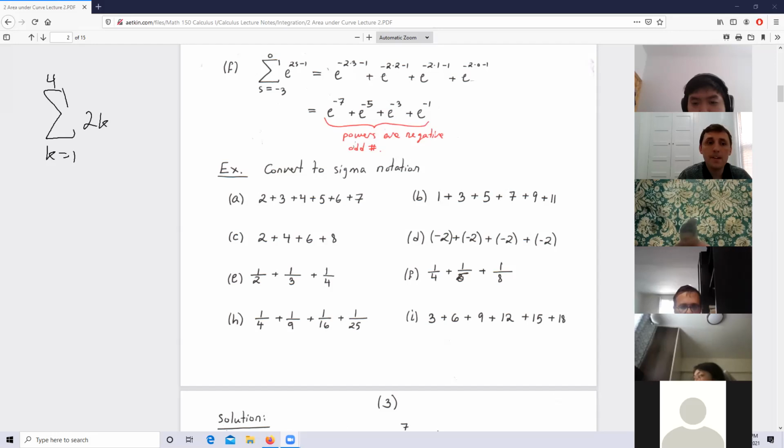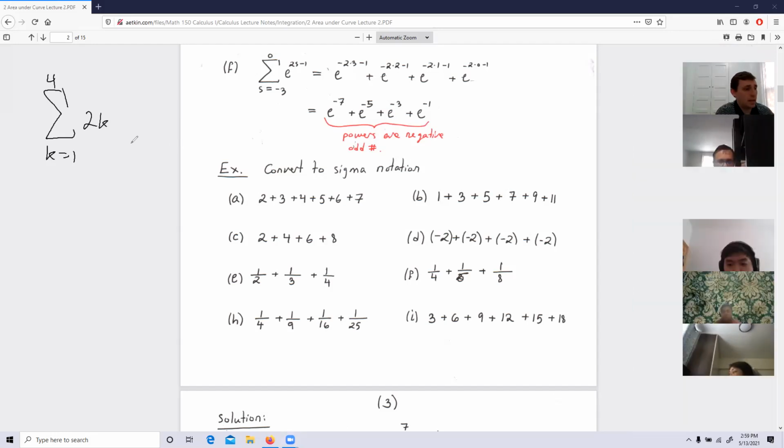Bye. You can, of course, guys, create another one. For the same problem, there is not a unique solution, you see? I can write k equal to 0 all the way to 3, and then write something like 2k plus 2. Do you agree? So there are many different ways of describing the same thing. There is no unique sigma notation for an expression.